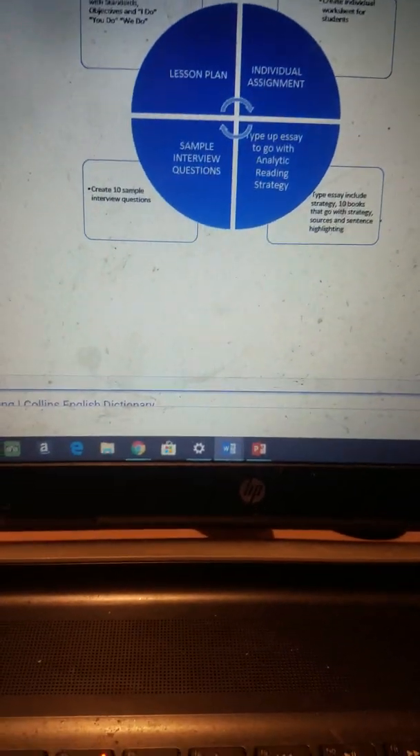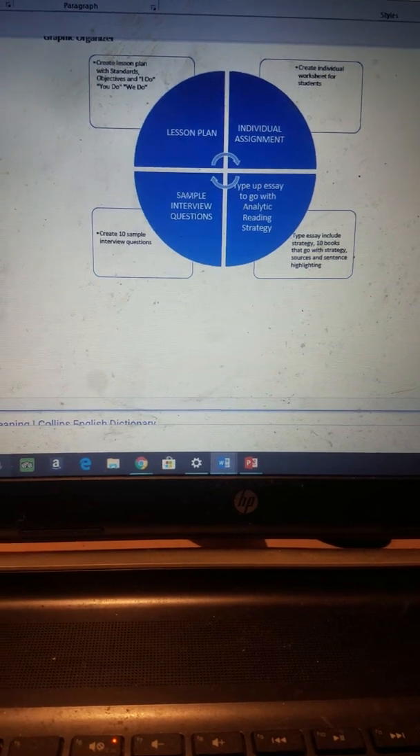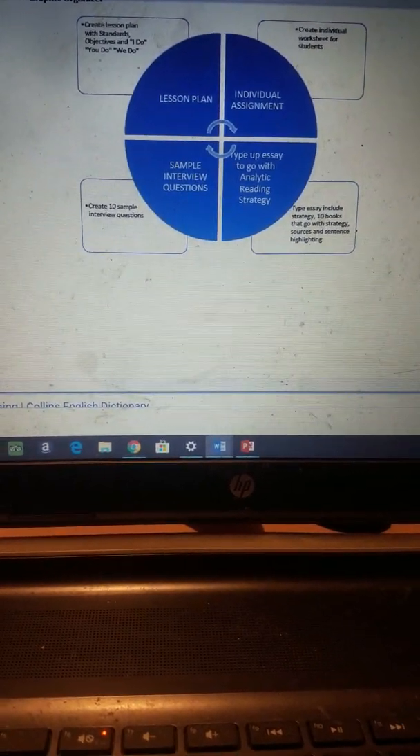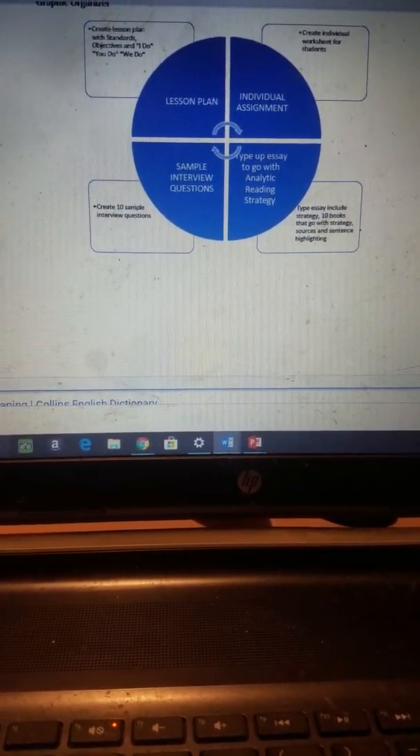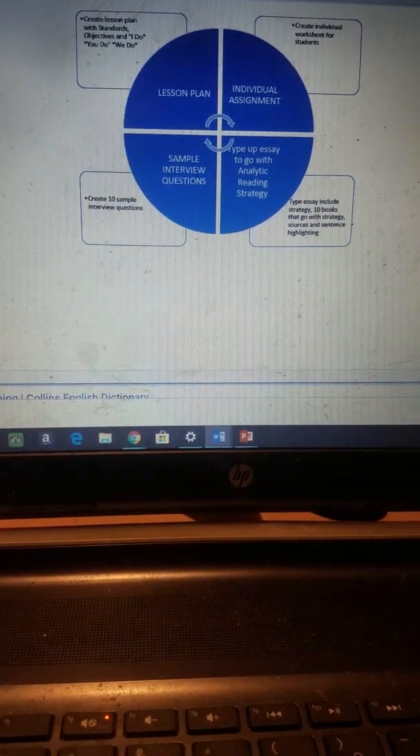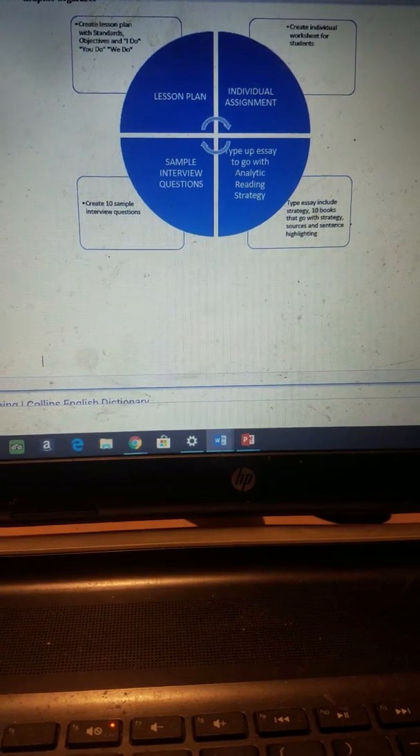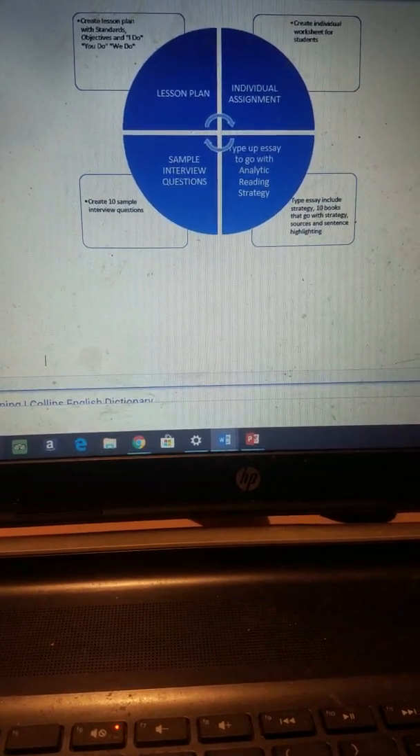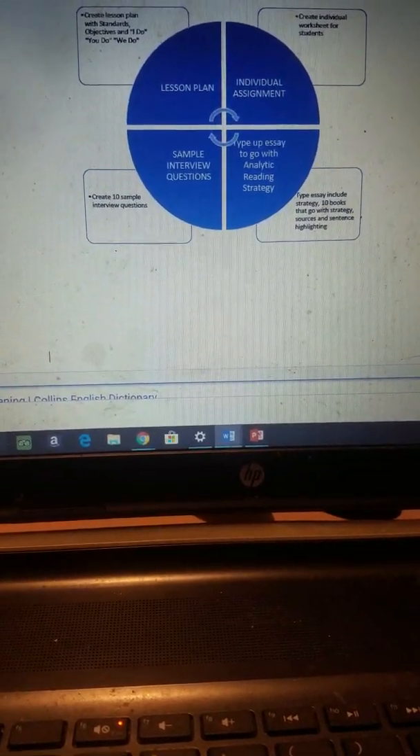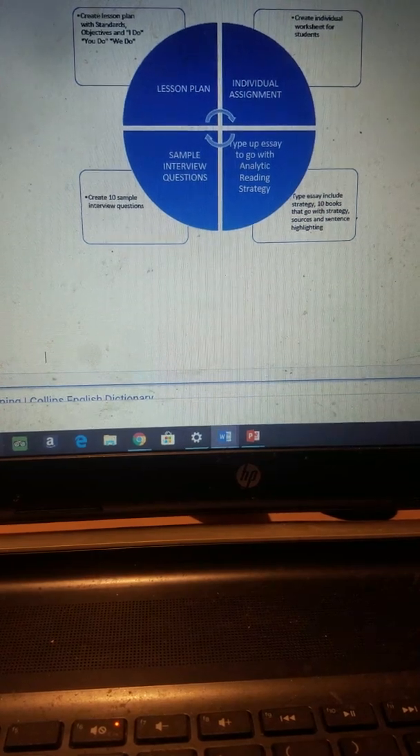For my final research paper, I decided to do it on analytic reading strategy and sentence highlighting and how the two go hand in hand. I'm going to begin by showing you my graphic organizer, which is what you're looking at now. I will then read you the essay and then show you the lesson plan that I provided, as well as the individual worksheet, group assessment, and the 3-part assignment that I had come up with for the students.